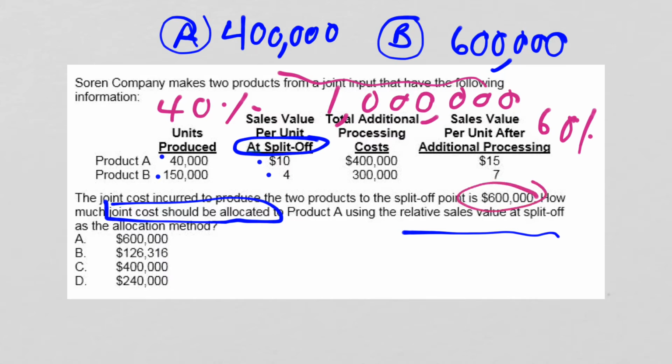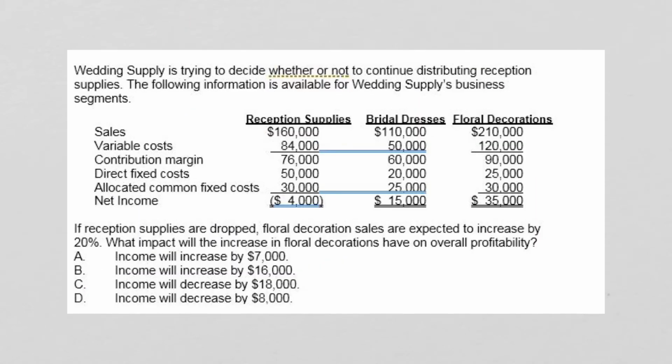So that's how we'll take the cost from the split off and allocate it. So for product A, which is what the problem's asking for, it's going to be 40%. 40% of 600,000 is 240. All right. Whizzing along here at lightning speed.